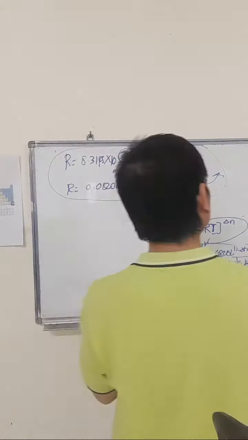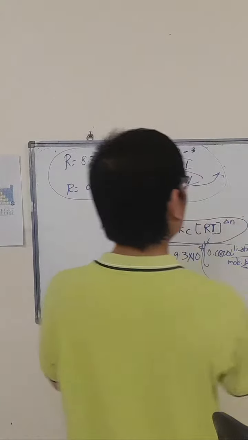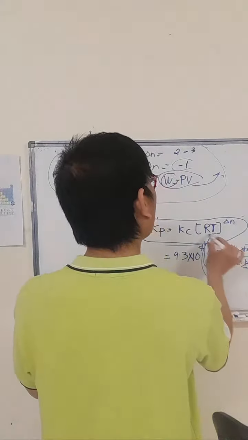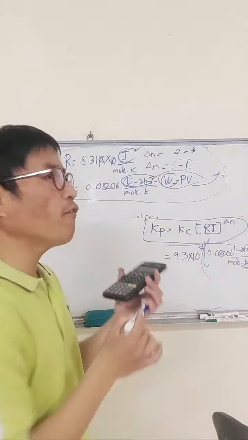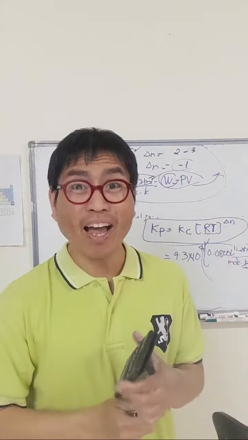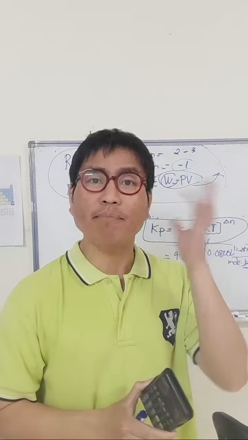And then we have the delta N, which is -1. So this whole thing, first RT, the whole thing, meaning we need to multiply this first. This is following the algebra math rule, that is PEMDAS.